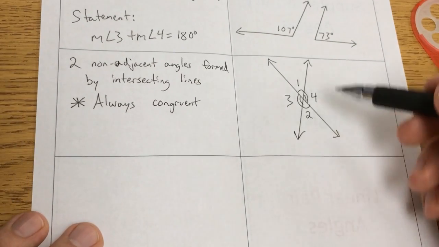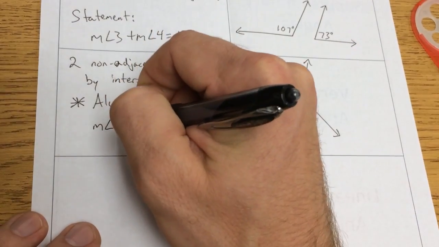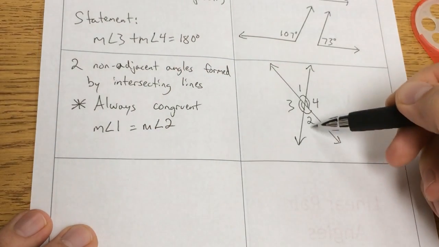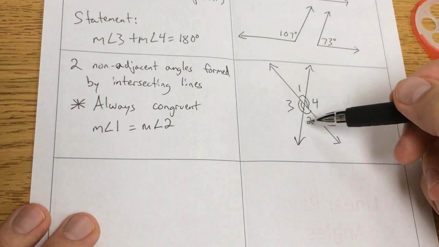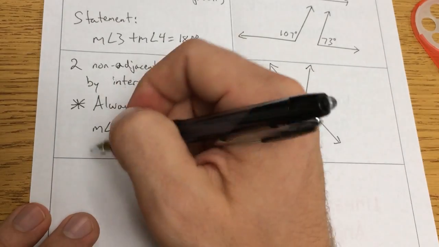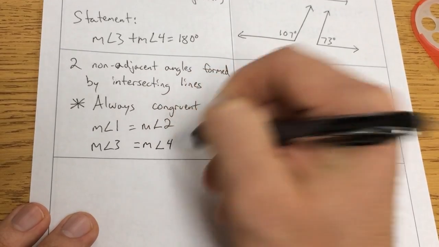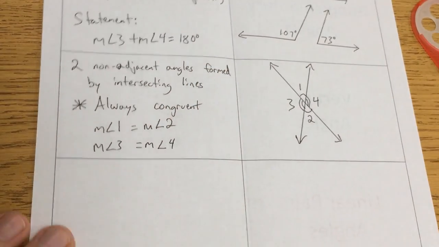Then a statement I can make is that the measure of angle 1 is equal to the measure of angle 2. Starting with that statement, I can then substitute the values and keep going from there. Also, the measure of angle 3 is equal to the measure of angle 4. Okay, so we see that represented.